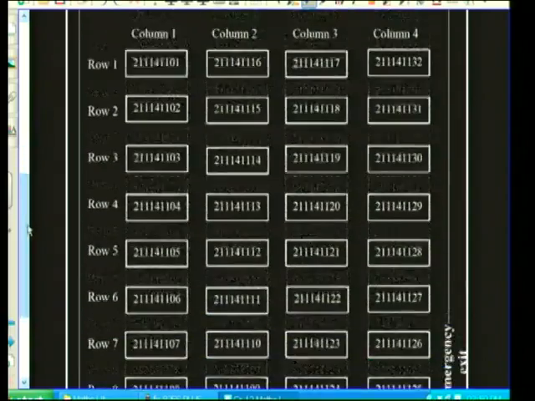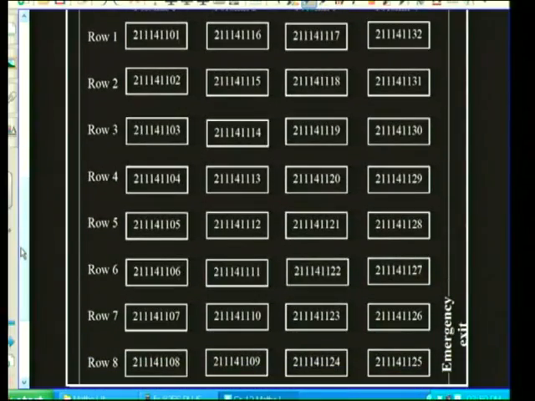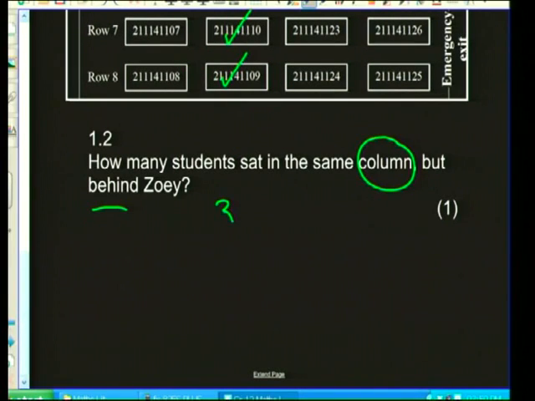Now, if Zoe is sitting in row 5, column 2, there's Zoe, and the front of the classroom is that way, we want to know how many students sat in the same column but behind her. Well, let's have a look. There's this student, and that student, which means 3 students sat in the same column but behind Zoe. Right, our next one.